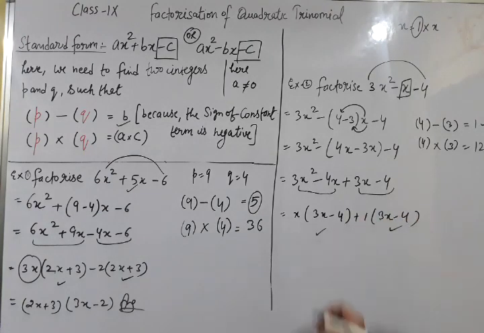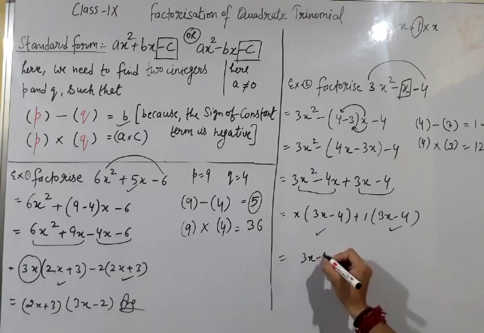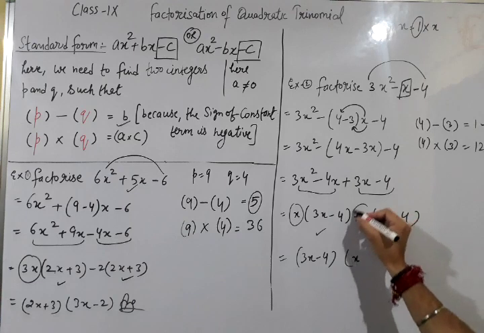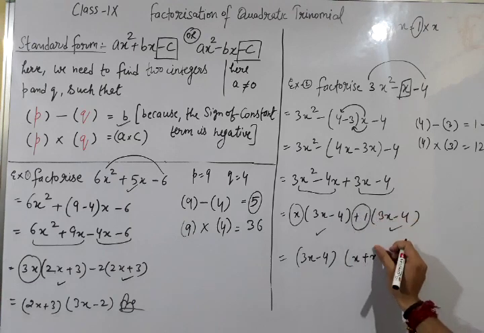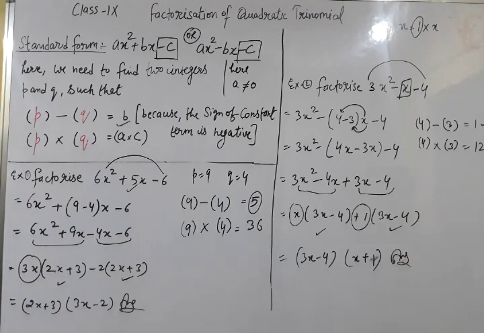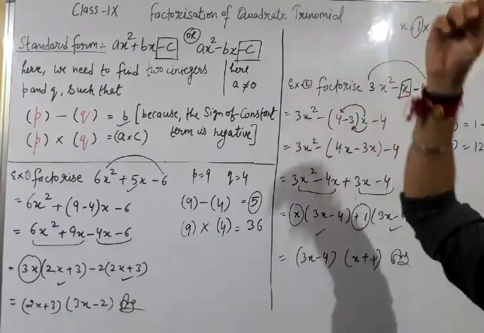Throughout we can see that 3x minus 4 is common. What is left? x plus 1. x plus 1 is left. So this is the required factorization of the given quadratic trinomial.